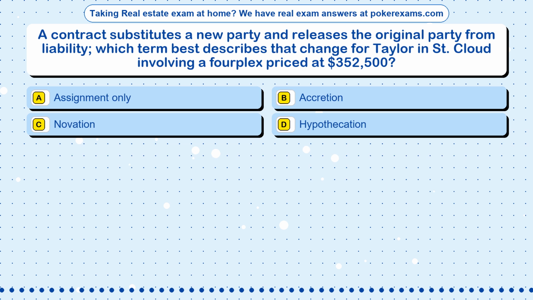Question 83. A contract substitutes a new party and releases the original party from liability. Which term best describes that change for Taylor and St. Cloud involving a fourplex priced at $352,500? Option A, assignment only. Option B, accretion. Option C, novation. Option D, hypothecation.